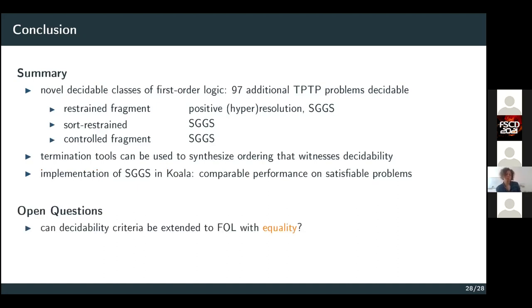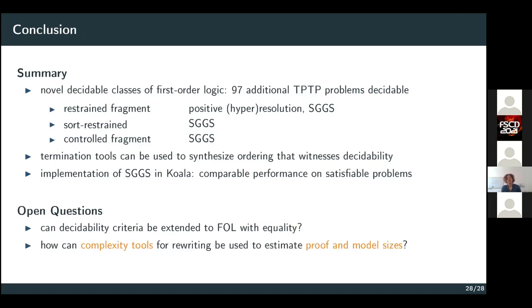So to mention some open questions. A natural question is, of course, whether we can extend this to first order logic with equality, perhaps by orienting equations. Moreover, it would be interesting, I think, to see whether complexity tools can be used to estimate the model sizes and the proof sizes that we get on these fragments. Because basically, the number of decreases in our ordering estimates how, for hyperresolution, for instance, how deep the tree can get. So we should be able to get a bound on the size of the proof, saturation. And if you have any ideas for other areas where a similar approach could be applied, I would be very interested. Thank you very much for listening.